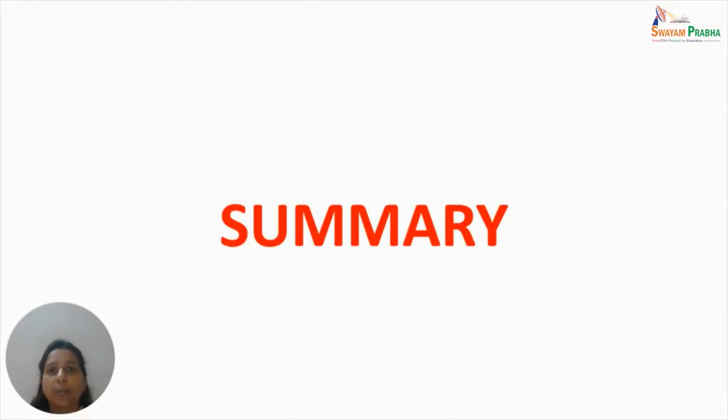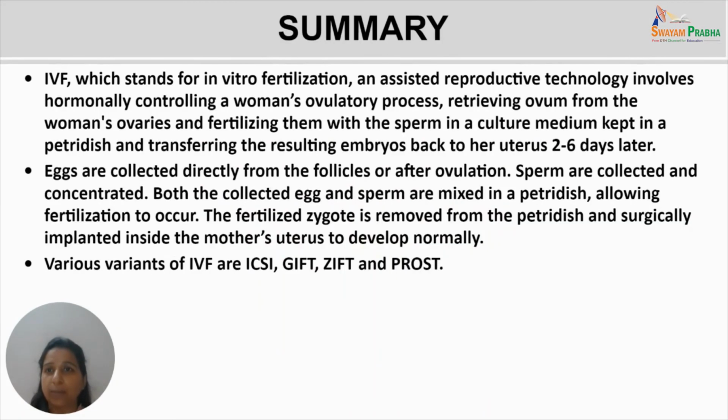So this is all about the lecture, and today we have discussed 3 small topics, that is in vitro fertilization, amniocentesis, and also the embryonic stem cell. And also we have studied various variants of in vitro fertilization and the embryonic stem cells. Also we have discussed the merits, demerits, and limitations of each of these. So let us summarize this lecture in a snapshot.